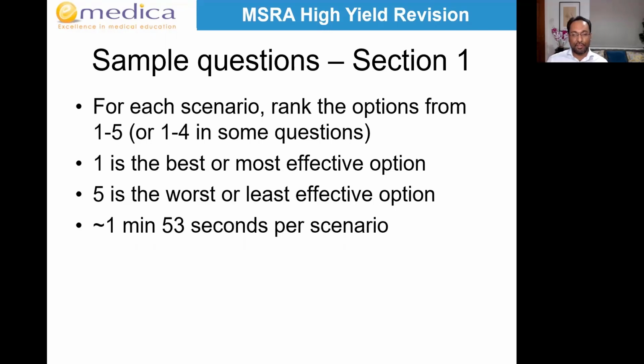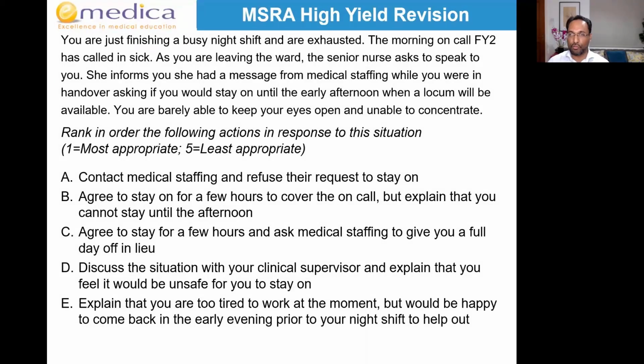You've got about 1:53 for each scenario to read it, think about it, and do your ranking, which in itself takes some time. I'll show you how that works in a minute, but let's have a look at a first question. Here we go.